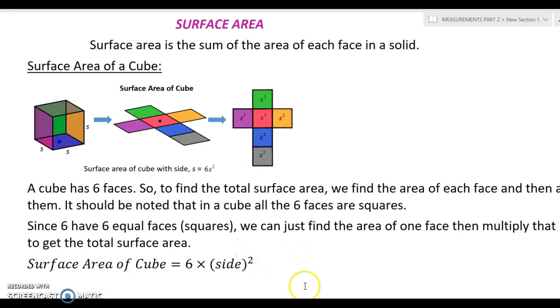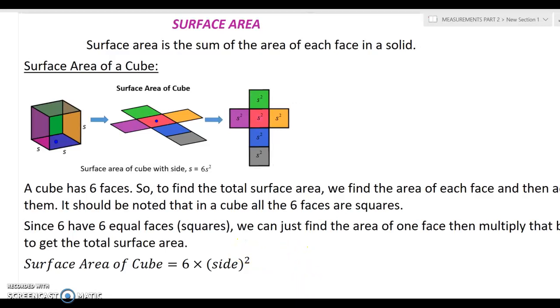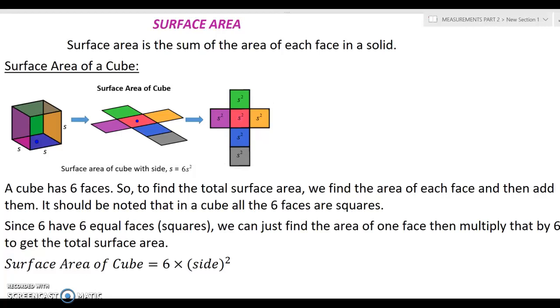Everyone, so in this video we will be looking at surface area. Now surface area is the sum of the area of each face in a solid. Now we would have met area before. You know how to find the area of a square, rectangle, circle, triangle, and so on, right? So the surface area is the sum of the area of each face in a solid.